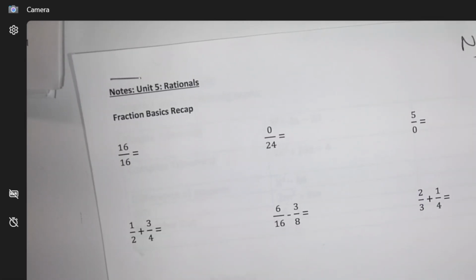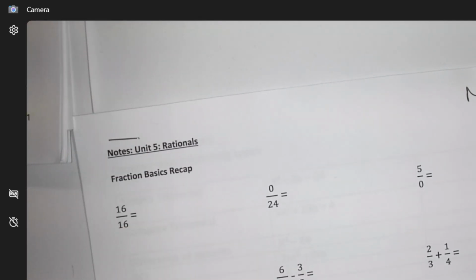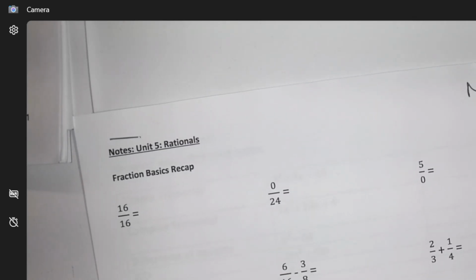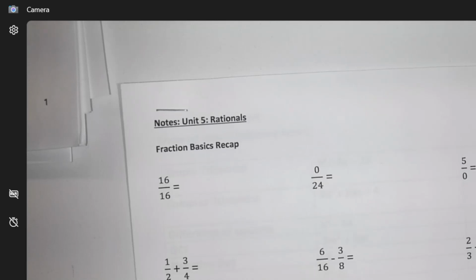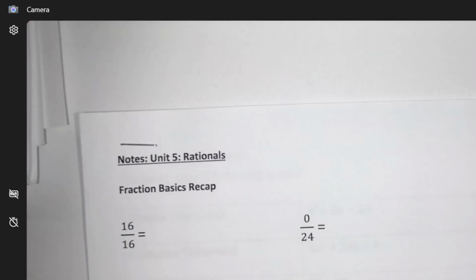Okay, so this unit is called rationals, and the word rationals is going to talk about just anything in fraction form. But obviously now you're going to amp it up from fractions from junior high. We're going to be using variables. Okay? Before we start that though, this first page is just a recap of fraction math from junior high days.